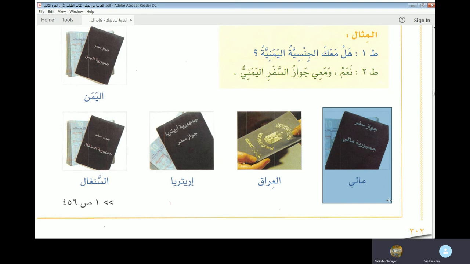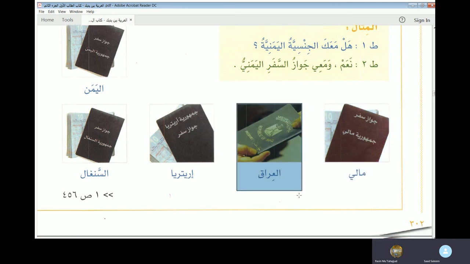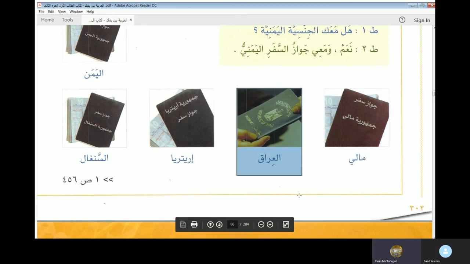Now, jawazu safari. Safari, okay. Jawazu safari Mali. Don't use al-Islam with Mali. Okay. Safari Mali.